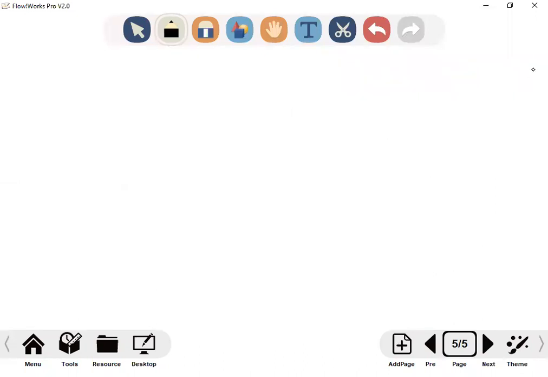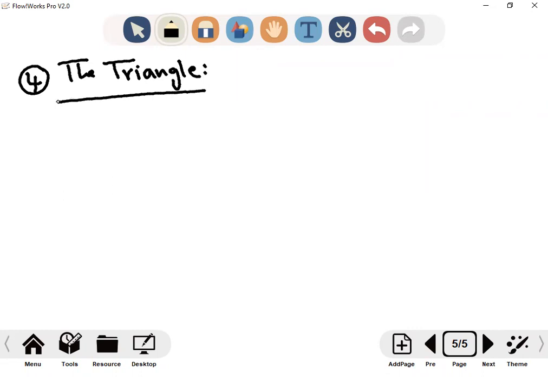Now let's go to the fourth figure here. Number 4, the triangle. Now we know that the triangle is a polygon with 3 sides. It has base B and height H.